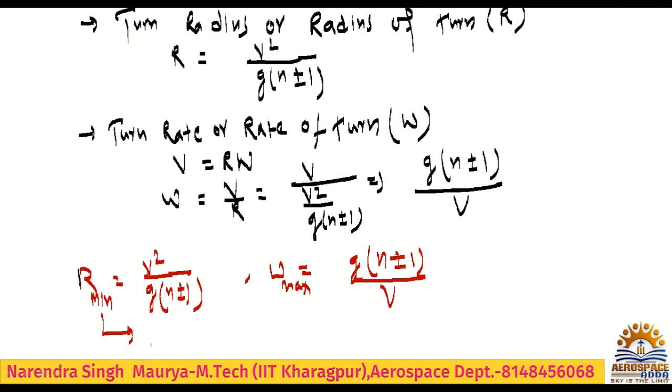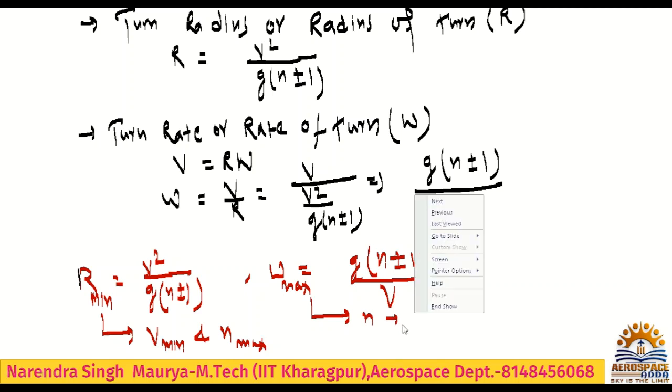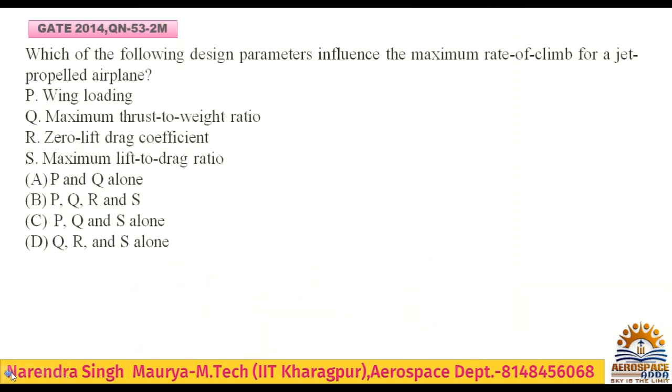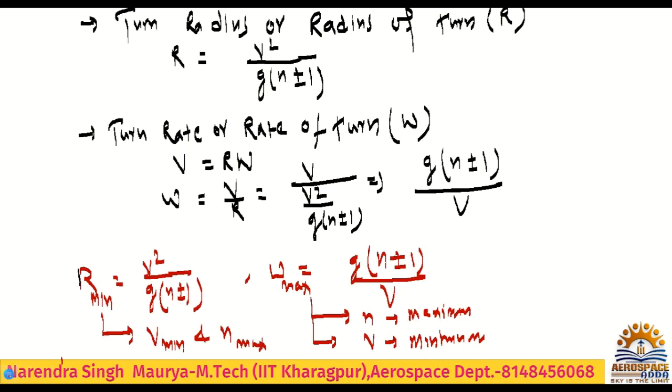For R minimum, velocity should be minimum and load factor should be maximum. Yes or no? Similarly, for maximum turn rate, this load factor should be maximum. Connect it. Simple formula. And velocity should be minimum. Yes or no? All right, we'll go to the options.